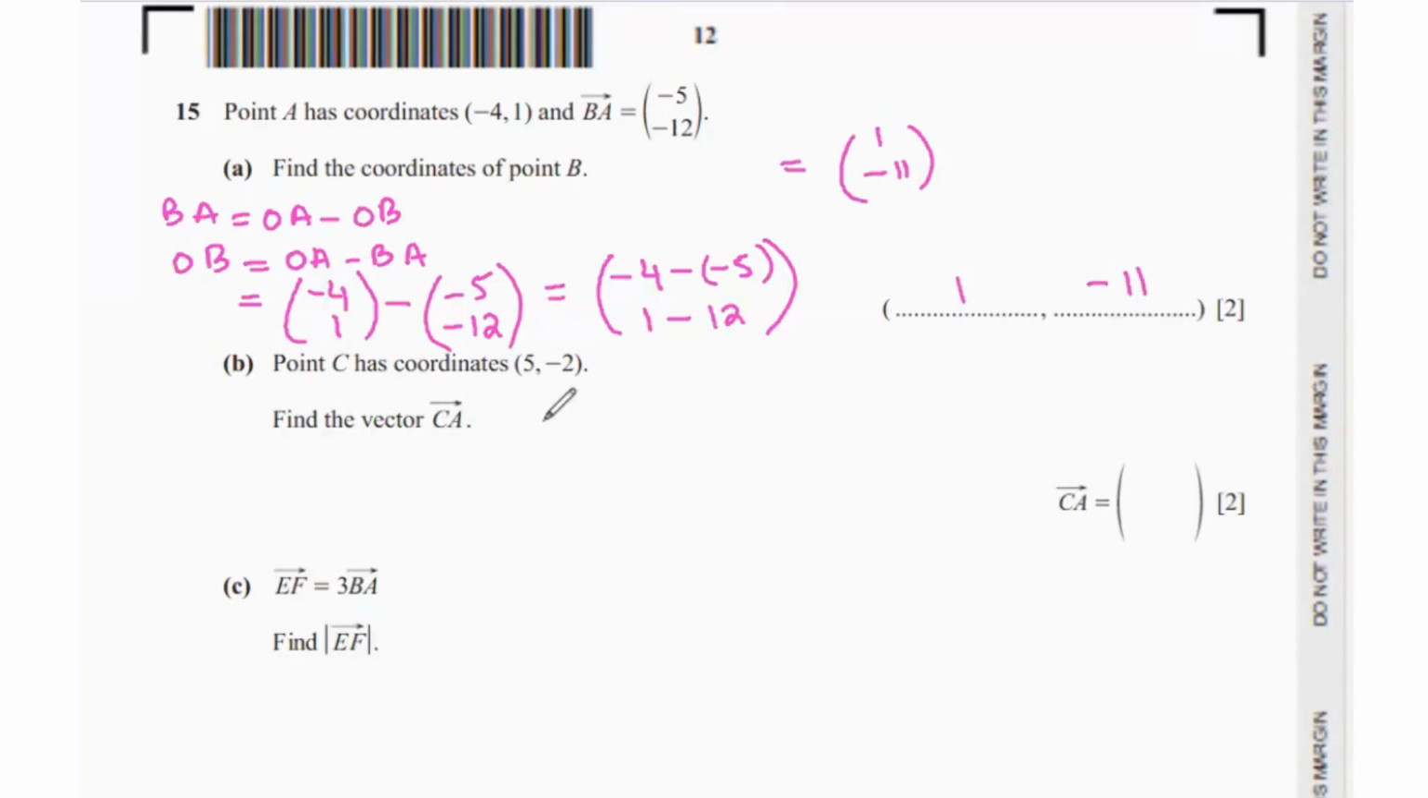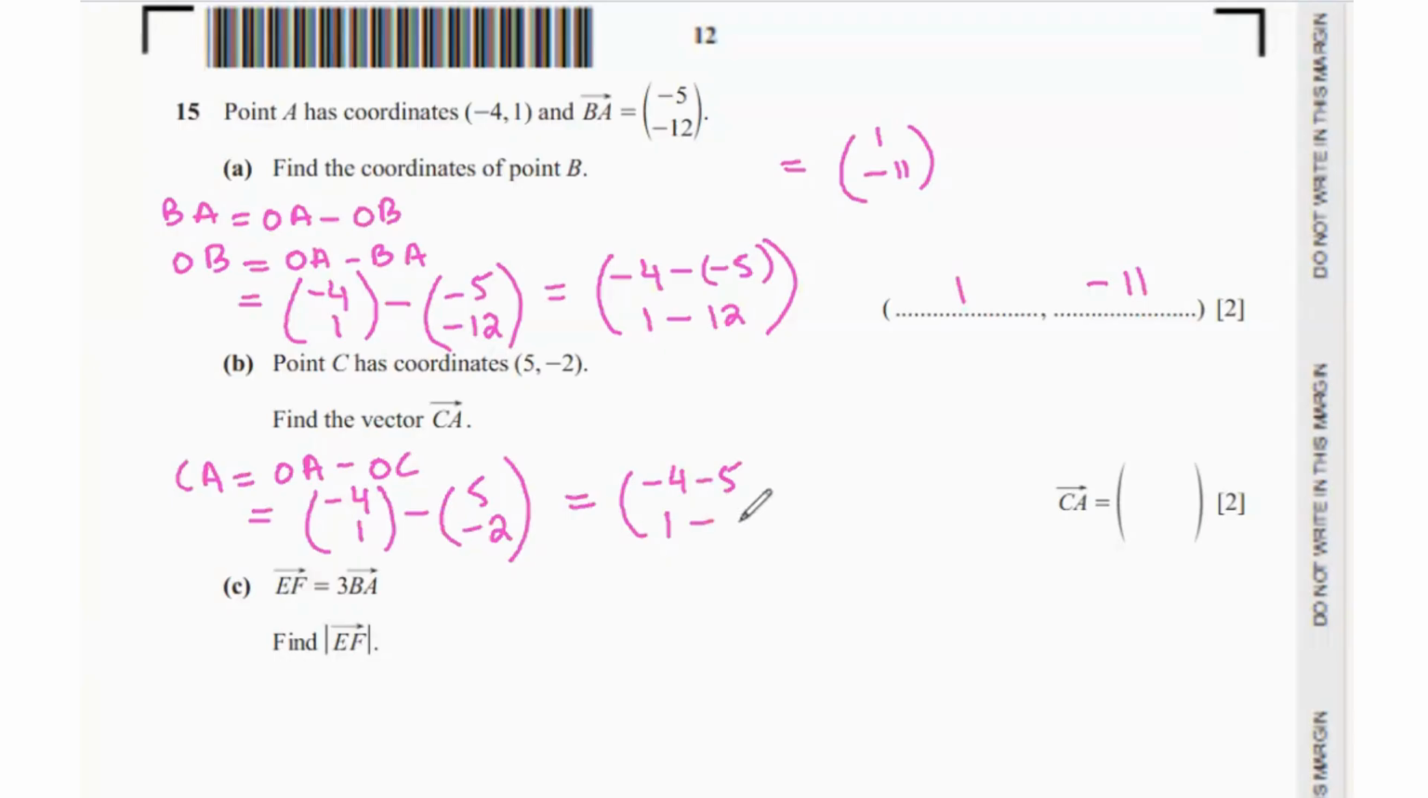Then it says point C has coordinates 5, negative 2. Find the vector CA. So CA is going to be OA minus OC. OA is negative 4, 1. OC is 5, negative 2. As you can see, we're just rewriting the coordinates in vector form. So coordinates in vector form is the vector from the origin to that point. So negative 4 minus 5 and 1 minus negative 2, that's negative 9 and 3. That is our vector.